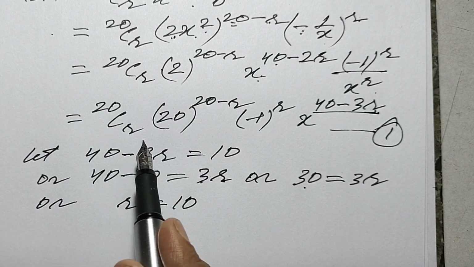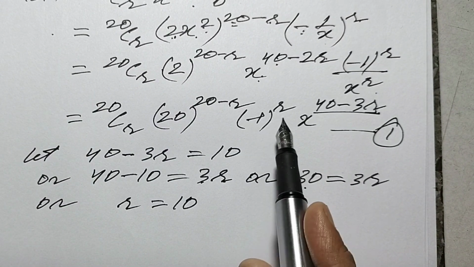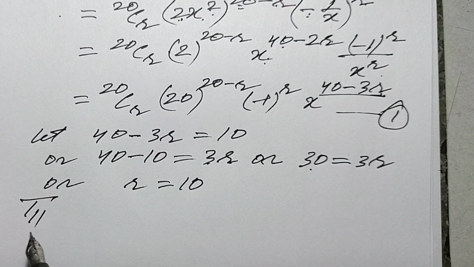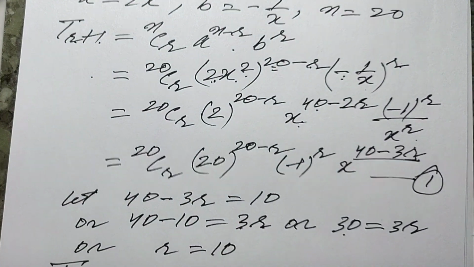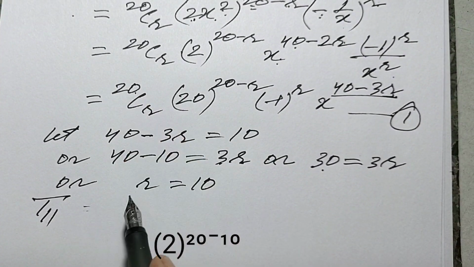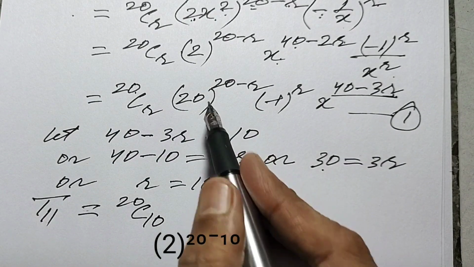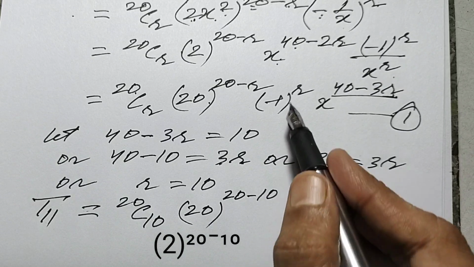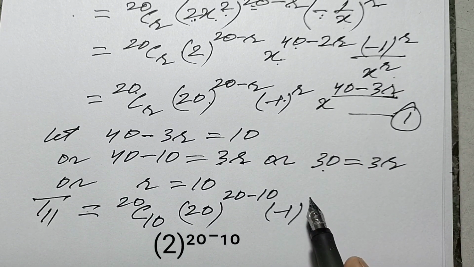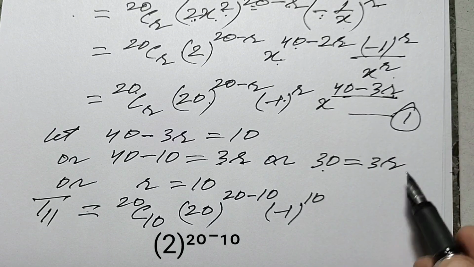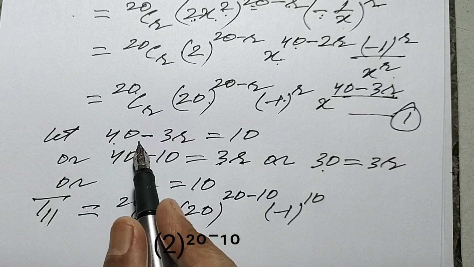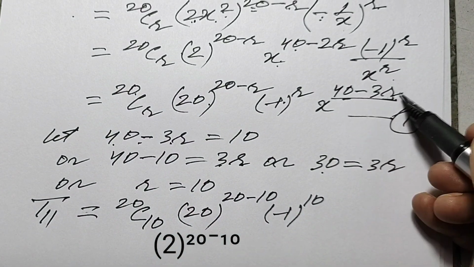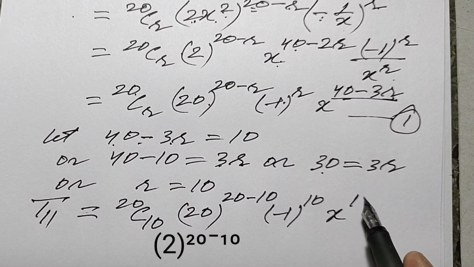T(r+1) is equal to 20Cr, 20 raised to the power 20 minus r, minus 1 raised to the power r, and x raised to the power 40 minus 3r. So we get T11, because here 10 plus 1 will become 11. So that is equal to 20C10. Next, 20 raised to the power 20 minus 10, and minus 1 raised to the power 10. And here the power will be 10 automatically, because we have equated 40 minus 3r to 10. So if you substitute r is equal to 10 over here, that will be 40 minus 30, that is 10, x raised to the power 10.